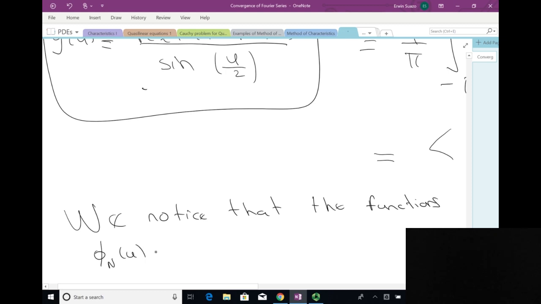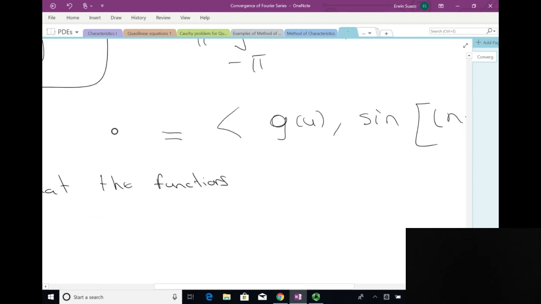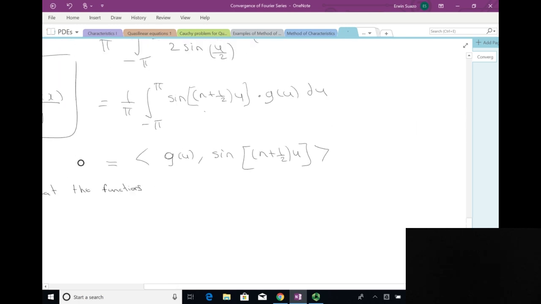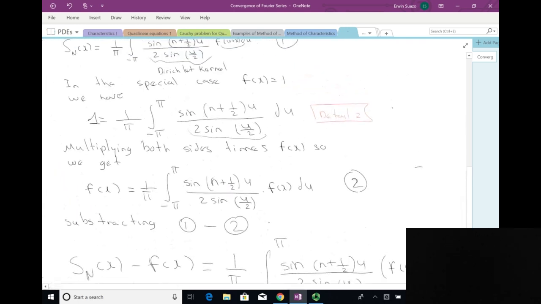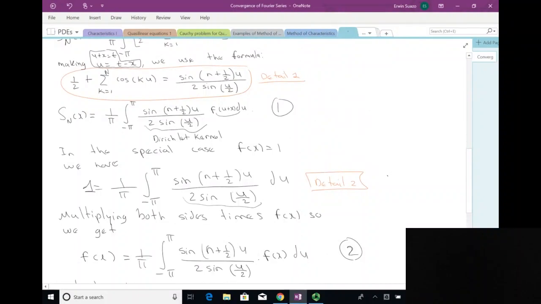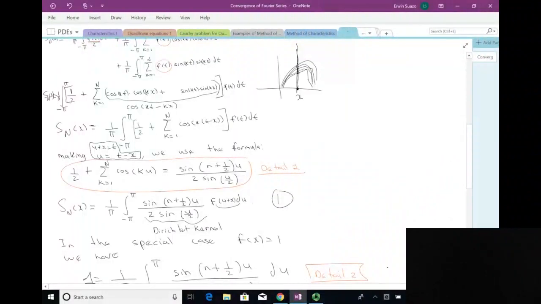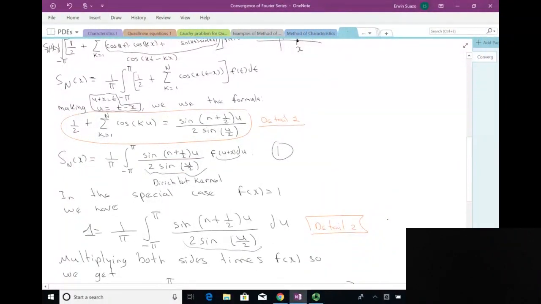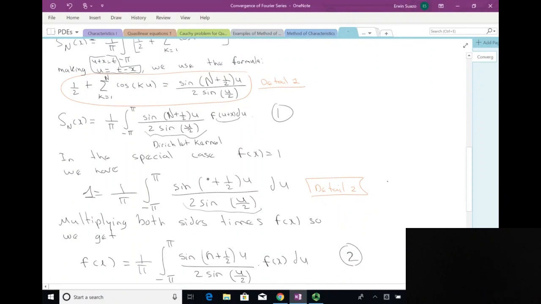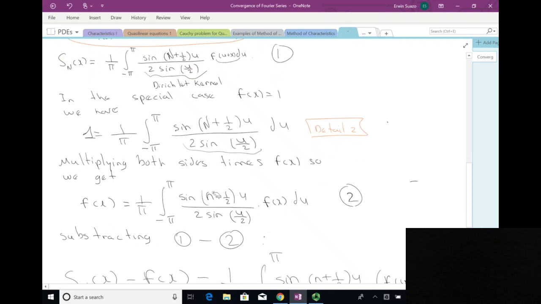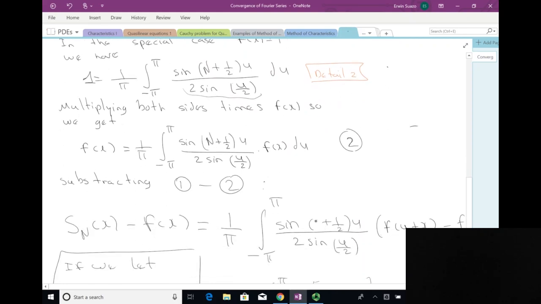N of u. Oh, sorry, I just noticed a mistake here. I was using capital N and now I'm using a small n. Oh my goodness. It looks like capital N. So this should be capital N. I apologize. Capital N. And this should be capital N. And this should be capital N. And this should be capital N.